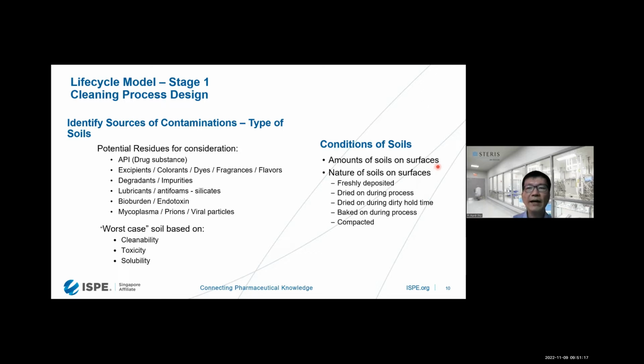For example, if you have a campaign run of 10 batches, after 10 batches the amount of soil on the surfaces can be more difficult to clean compared to making just one batch. The nature of the soil on the surfaces can be freshly deposited, which is easier to clean. It can be dry during the process, or you have a dirty hold time. The longer the dirty hold time, the more difficult to clean. Baked on the surface as well. Compacted, if you have a compaction punch. Those are compacted soils. This can create some cleaning issues.